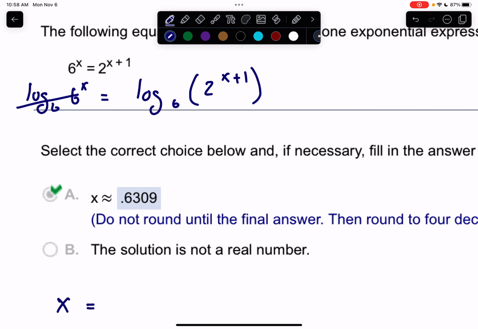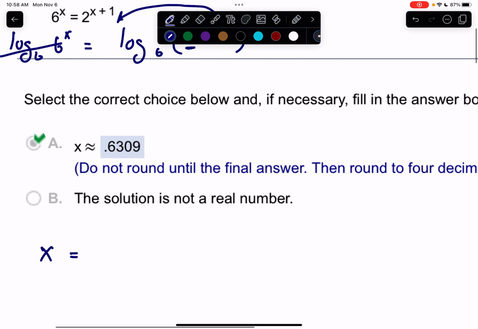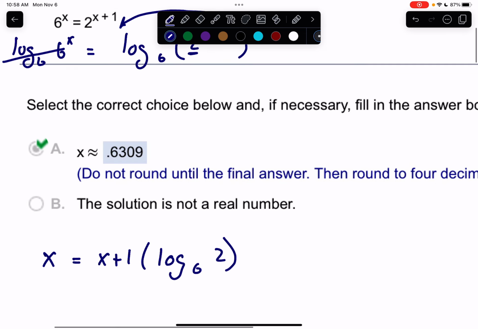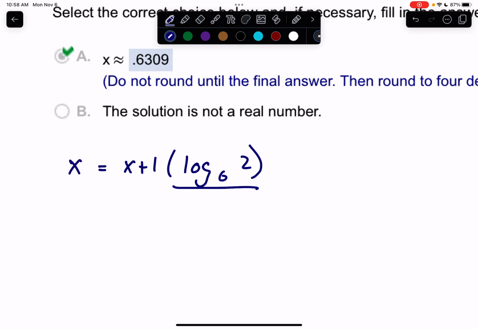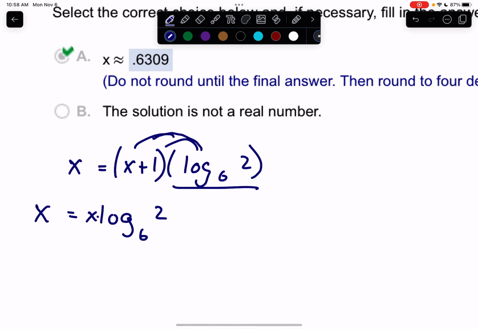Now here, you're taking log base 6 of 2 to this power, so we can bring that power out to the front and say this is (x+1) times log base 6 of 2. This log base 6 of 2 is just a number, so you would treat it like a number. We'll put the x out in the front. So I distributed this whole thing to the x and then to the 1, so plus 1 times itself, just itself.